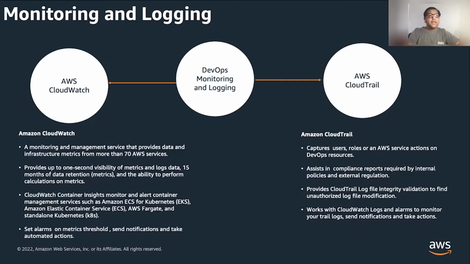Monitoring and logging is a very important part of secure DevOps. Amazon CloudWatch is a monitoring and management service that provides data and infrastructure metrics from more than 70 AWS services. It provides up to 1 second availability of metrics, and logs data for 15 months or less.